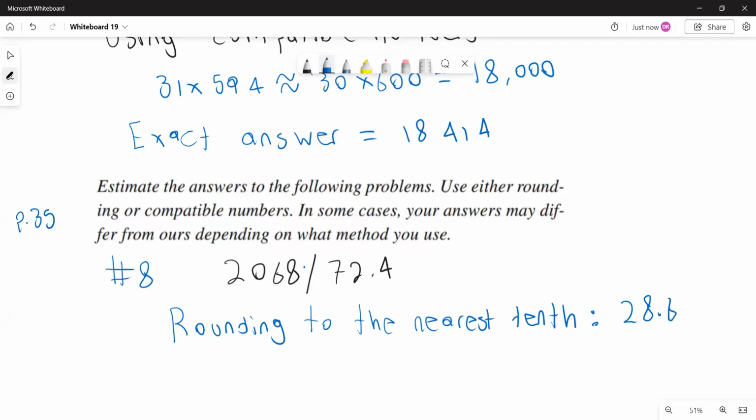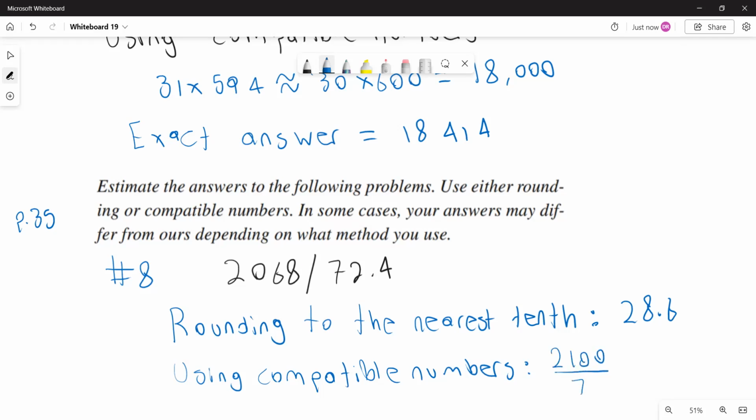And by using compatible numbers, 2068 is going to be about 2100. And 72.4 is approximately 70. So that's going to be 30.